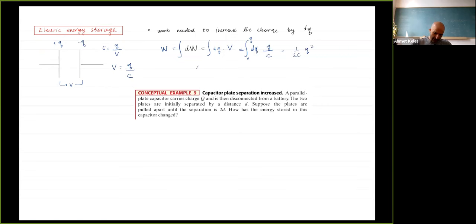But this should be the energy stored in the capacitor. That work I do must go into the stored energy in the capacitor. So I have this formula: 1 over 2, 1 over C times Q squared.